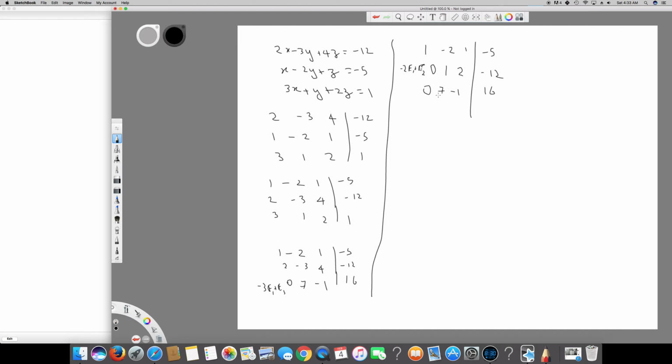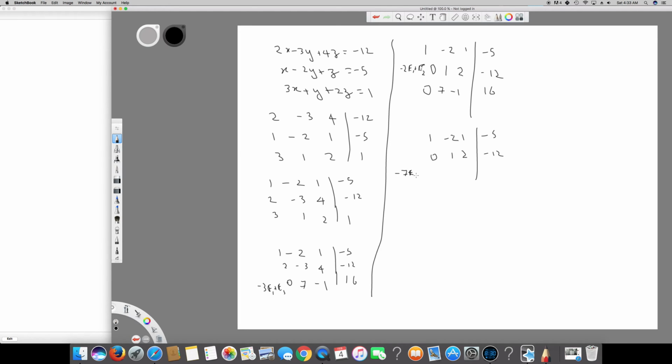And in the third step we have to make the second column, third row into 0. To do that, I have to multiply the second equation by negative 7 and add it to the third one. So 1 minus 2 1 and minus 5. The second equation we don't touch, we have to change the third equation. So 0 1 2 is equal to minus 12. To make the third equation's second column 0, I have to multiply the second equation by minus 7 and add it to the third one.